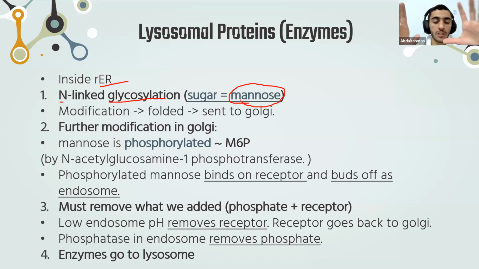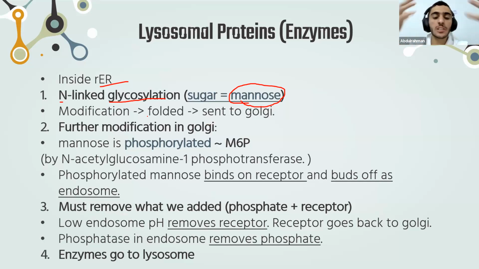Then mannose is the sugar that's going to be responsible in the N-linked glycosylation. I know that we said it's an N-acetylglucosamine, but what I mean exactly is that this N-acetylglucosamine, the one that is going to be added in this case, is going to have a lot of mannose, okay? So you have the N-acetylglucosamine and a lot of mannose that's going to be present on it. So both of them. Now you got a lot of mannose. Now, so we modify it, we fold it, we send it out to the Golgi.